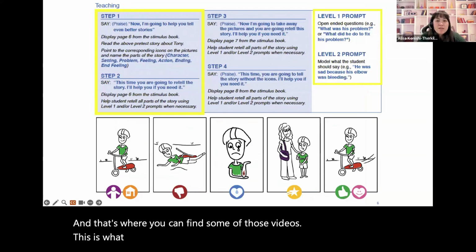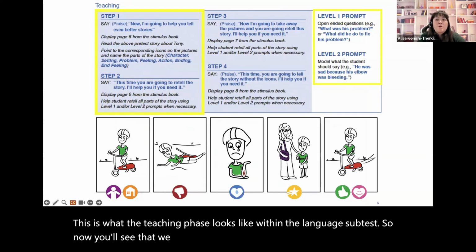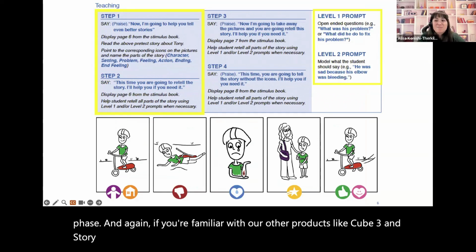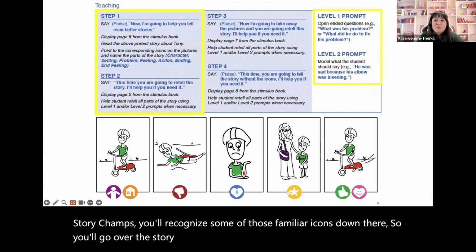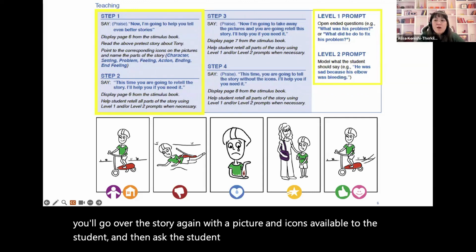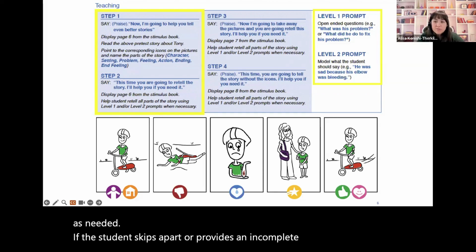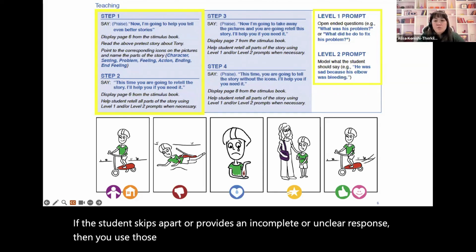This is what the teaching phase looks like within the language subtest. So now you'll see that we use the stimulus book during our instructional phase. And again, if you're familiar with our other products like CUBED 3 and Story Champs, you'll recognize some of those familiar icons down there. So you'll go over the story again with the picture and icons available to the student, and then ask the student to retell and offer assistance as needed. If the student skips a part or provides an incomplete or unclear response, then you use those level 1 or level 2 prompts that you see on the right-hand side of your screen.